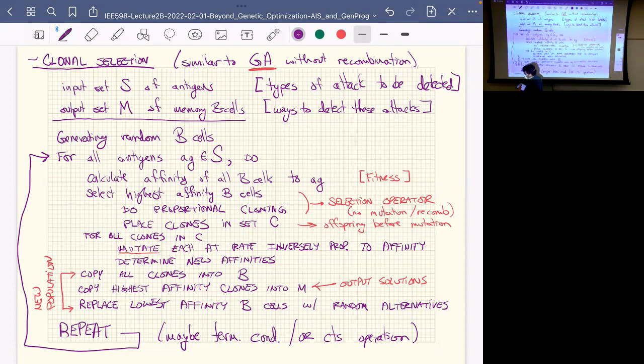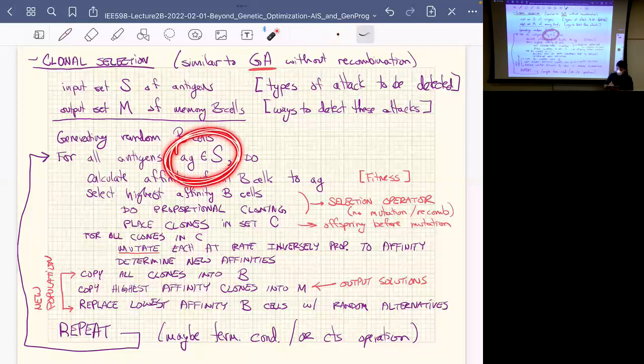So some things that I kind of want to point out here is that, like I said, it's like a GA without crossover. We haven't talked about multi-objective genetic algorithms yet, but it has a nature that's similar to a multi-objective optimization problem because we have multiple antigens that we're trying to track. You can think of the affinity towards the antigen.